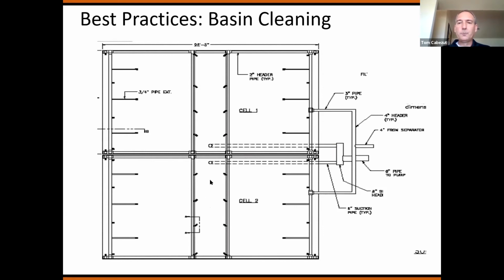So in this case, the filtration skid would sit out here. We have a common header to tie the two cells into the filter, and then the skid would sit here, and then the discharge of that separator with the clean liquid just runs back to the sweeper piping down in the basins.